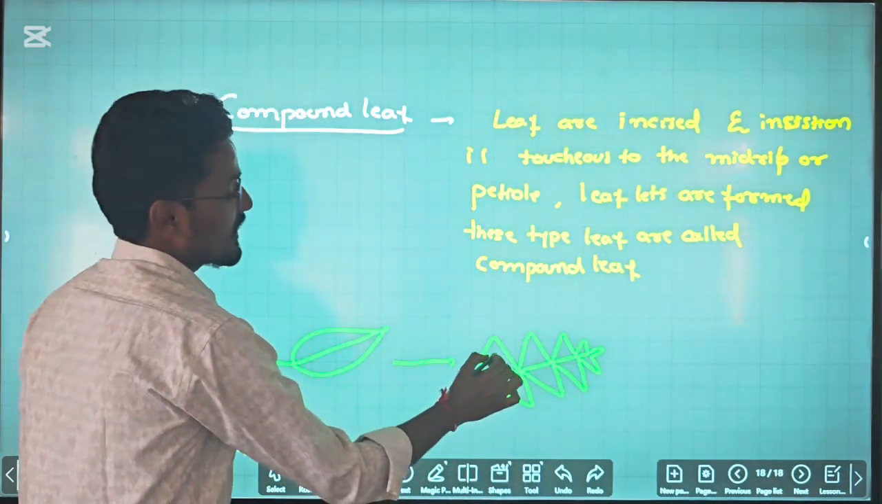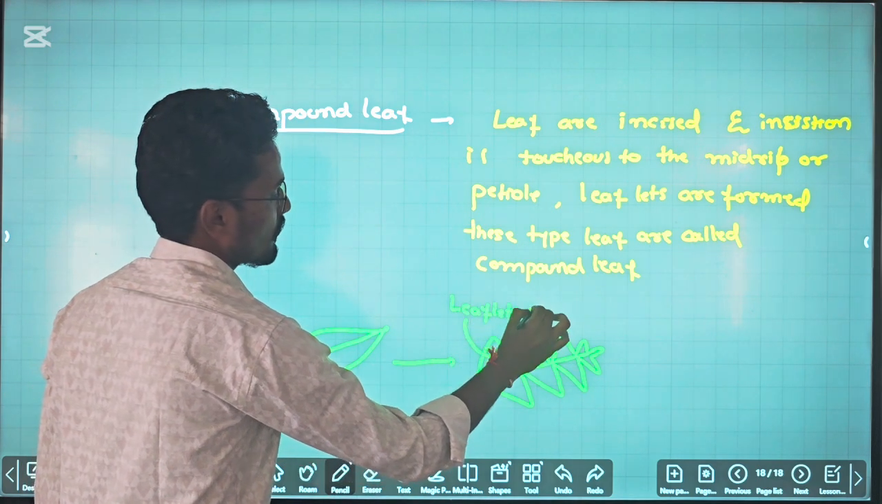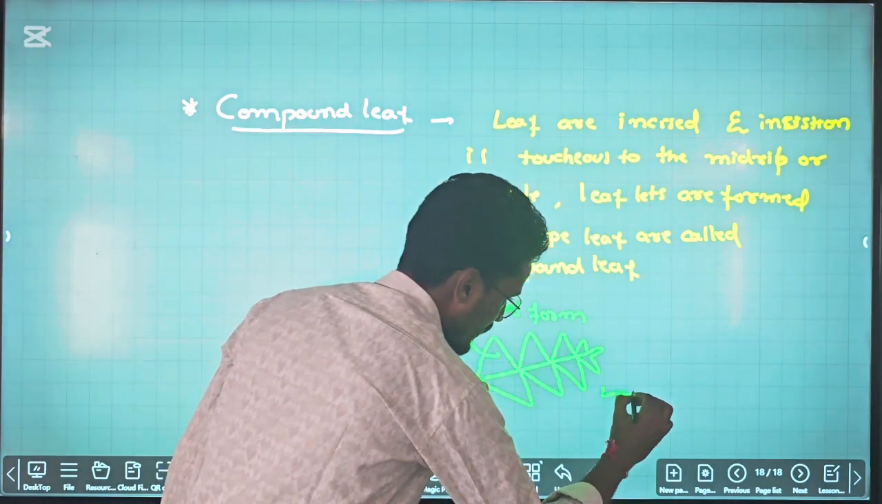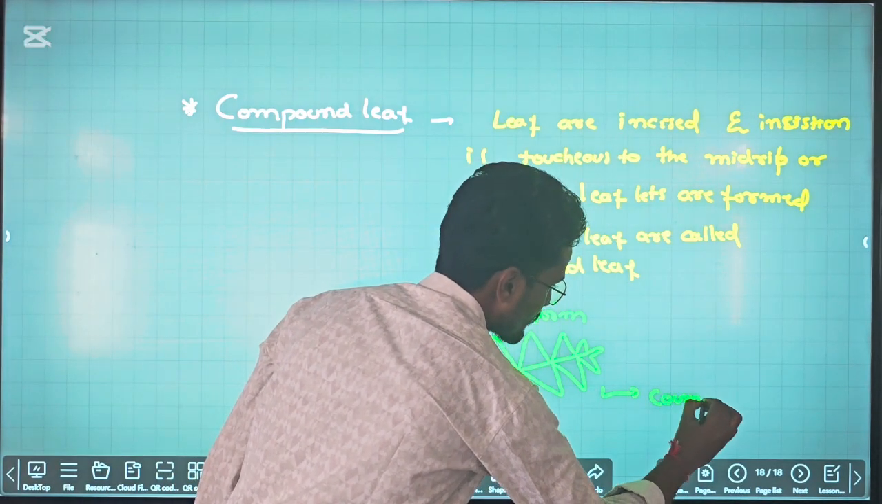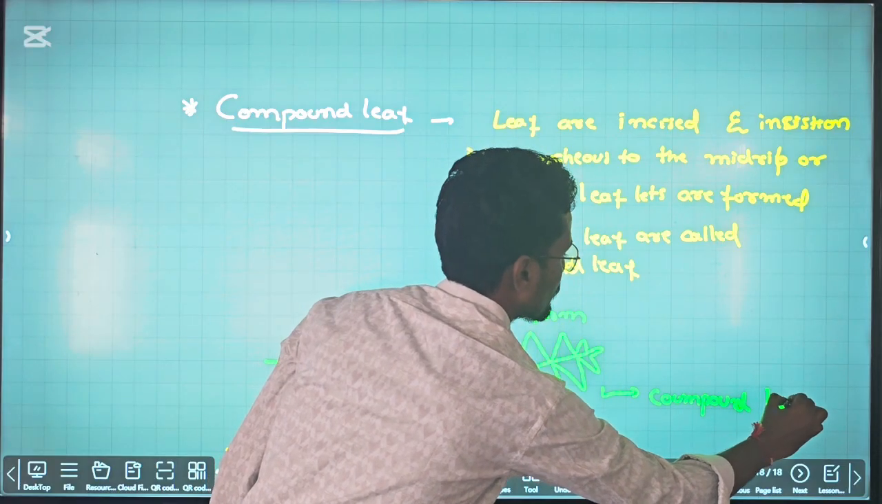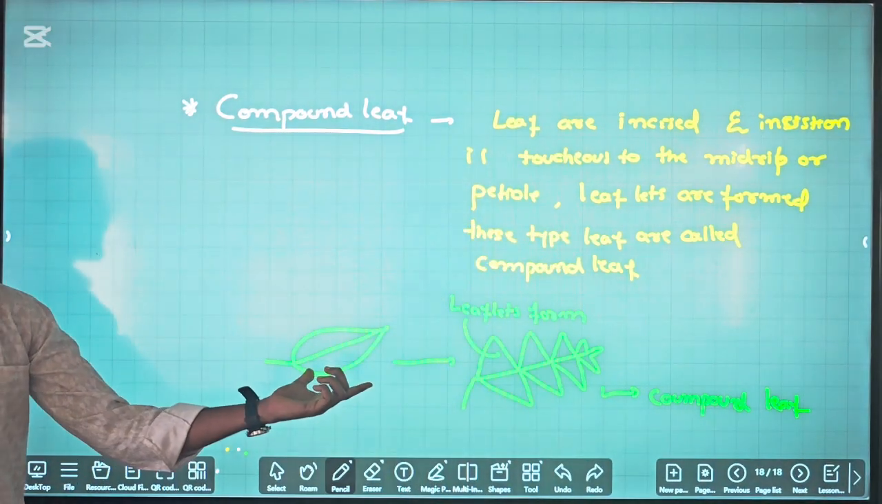Then leaflets are formed. This type of leaf is called a compound leaf. So this is the actual meaning of compound leaf.